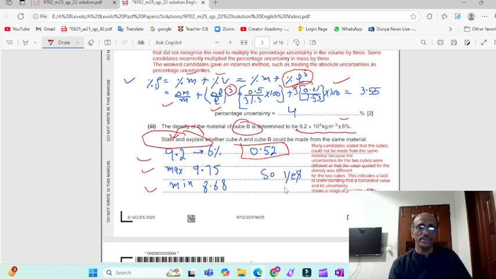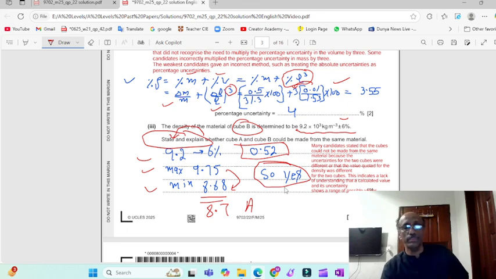Now because this answer, the minimum value, is 8.68, which is almost 8.7, it means that the other material A is also made from the same material. The other cube, which is cube A, is made from the same material. So the misconception represented by the student is this: they explained that material A has 4% uncertainty and material B has 6% uncertainty, so they are made from different materials, without any calculation.